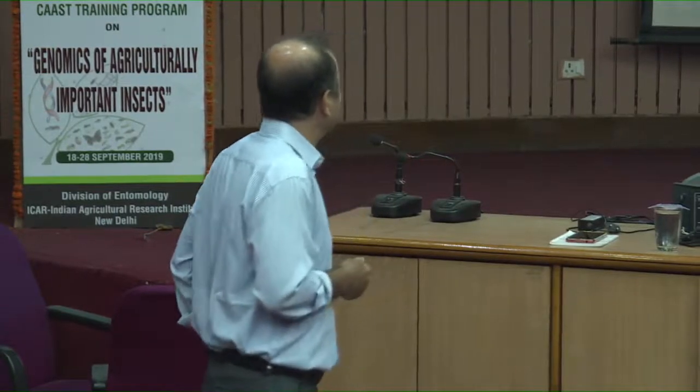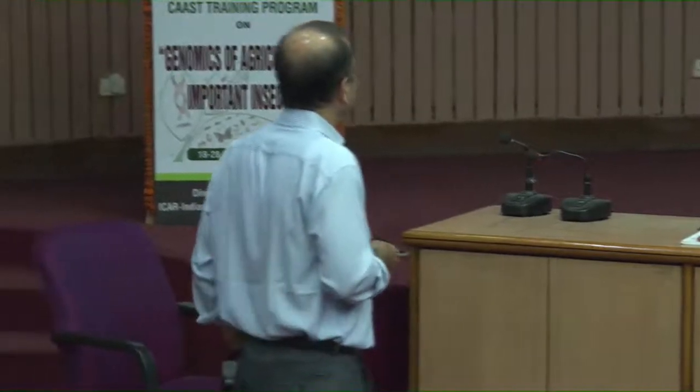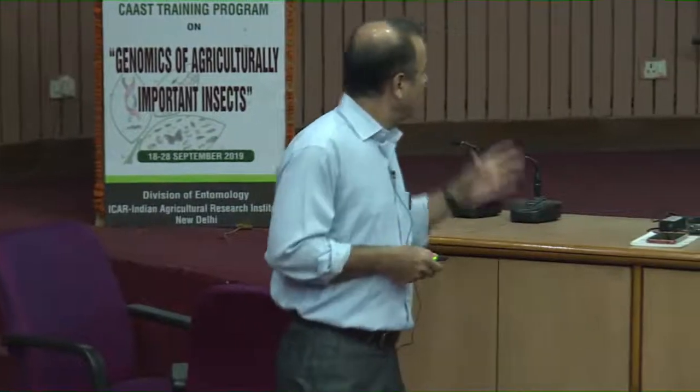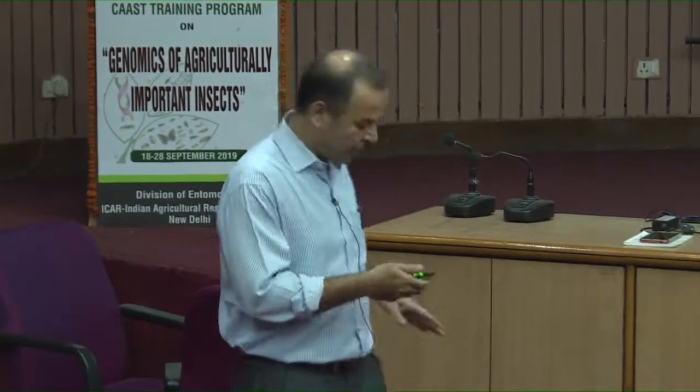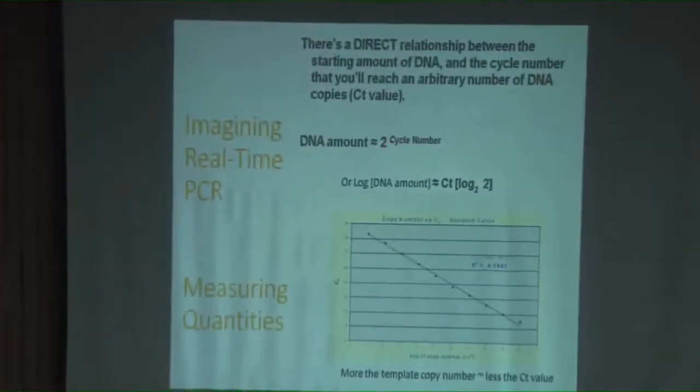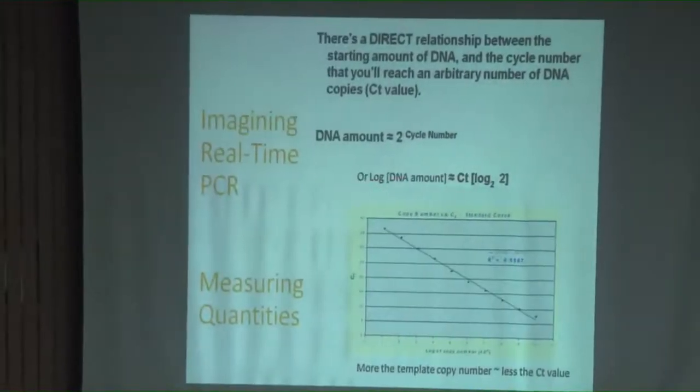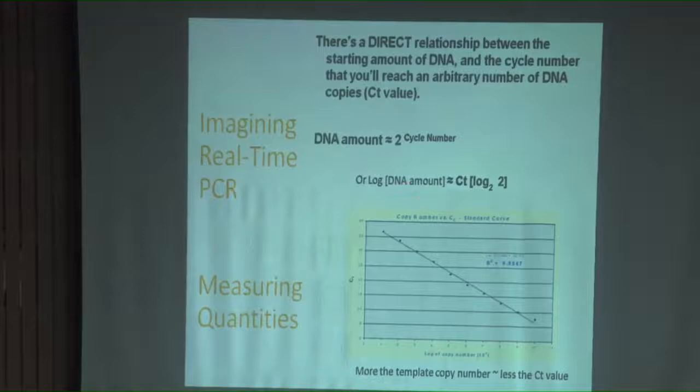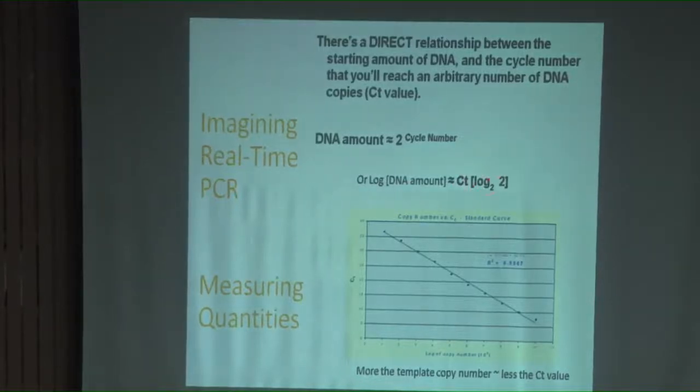Okay. So, ultimately, as I showed you, the formula is that DNA amount is 2 to the power cycle number. If you take log on both sides, you get the log of DNA amount is CT times log 2. Now, it depends what your base is. If your base is 2, then log 2 to the base 2 is 1. So, that is something to do with mathematics.